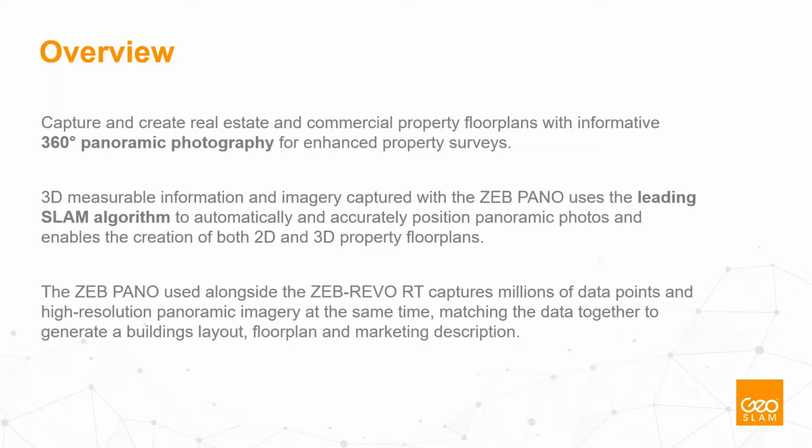And then that last point there is about being able to use the ZEB Pano with the Revo RT and how both streams of data are being captured. So you're walking around with the ZEB Revo RT, collecting all the points with the LiDAR sensor. So lots and lots of information that is measurable, but you're also collecting the high resolution photography all at the same time. And being able to capture both data sets at the same time means that you need to spend less time on site, and potentially fewer people need to be doing the collection of data.